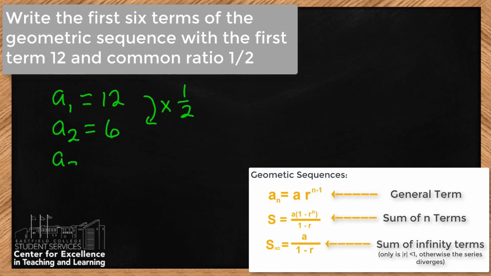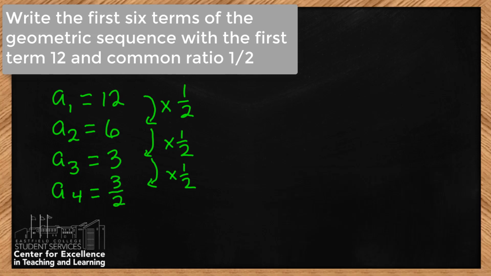And we continue in that pattern to get A3. To get A3, we would just multiply times 1/2. And we can continue on. Now, it's going to get a little tricky for A4, because now we're going to multiply by 1/2. And we would get to 3/2. Now I'm going to come to the other side over here and work on A5.